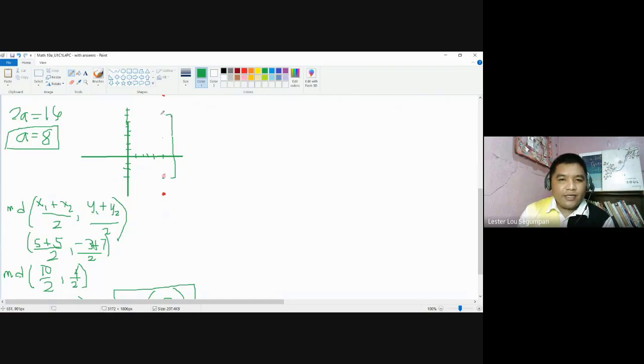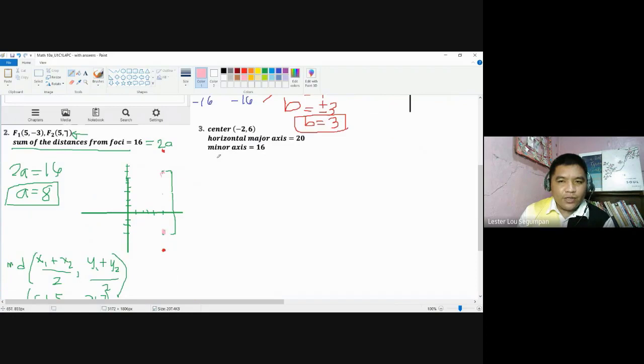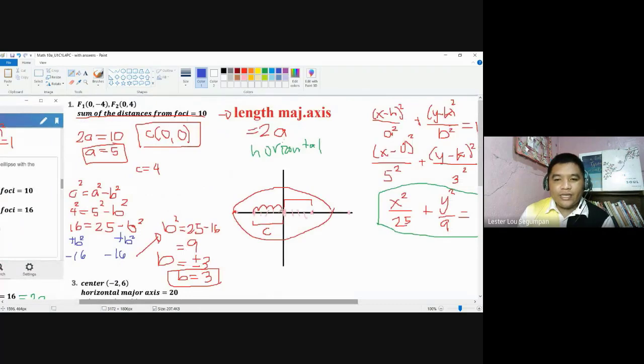The foci is here and at the bottom. The center is at (5, 2). It's somewhere here. The distance between the foci, any of the foci, and the center is equal to c. Again, the distance from any foci to the center is equal to c, just like what happened in number 1. We just counted them.